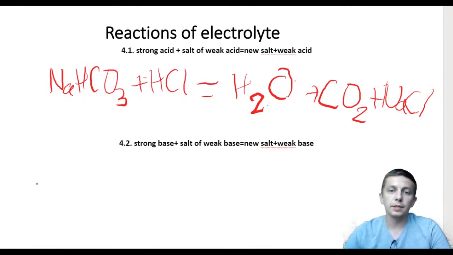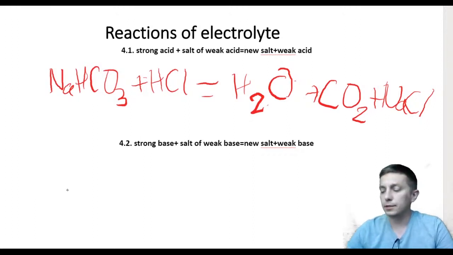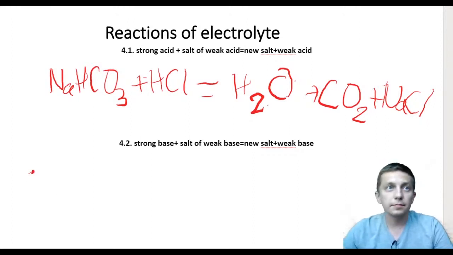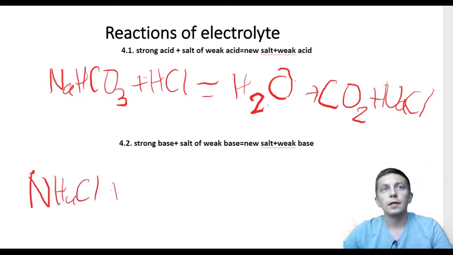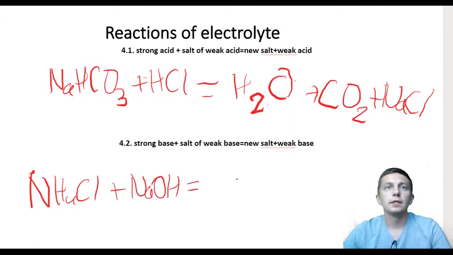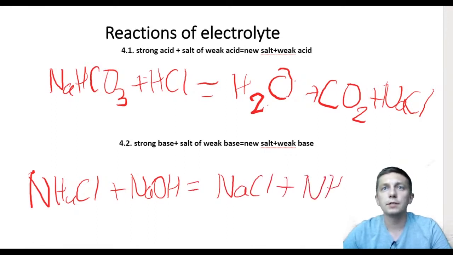For example, in ancient Egypt, old chemists found a source of ammonia, and if you mix it with, for example, any base, sodium hydroxide, you produce NaCl and ammonium hydroxide, which, like H2CO3, splits into water and ammonia.